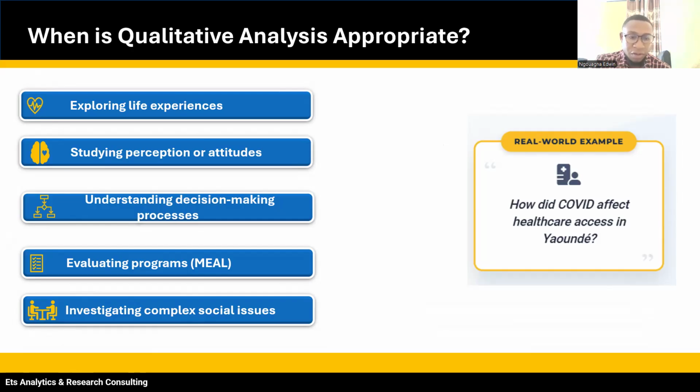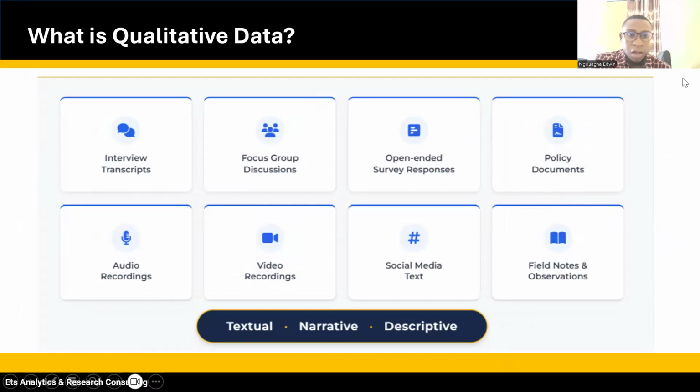So all of this explanation I have been giving is about when you should do qualitative analysis: exploring life experiences, studying perceptions, understanding decision-making processes like how WHO comes about principles, evaluating projects and programs, and investigating complex social issues. For example, how COVID-19 affected healthcare access, both socially, emotionally, and otherwise. So, what is qualitative data?